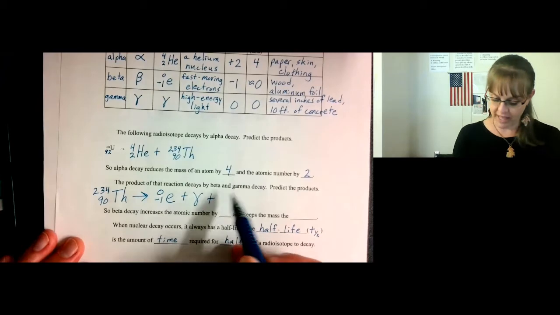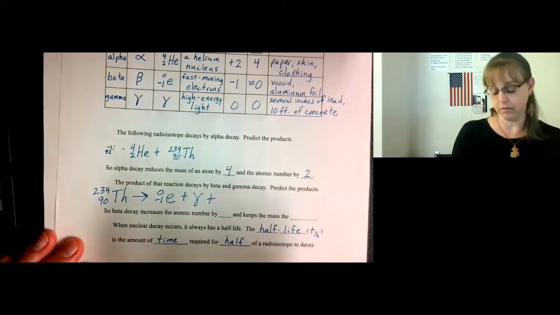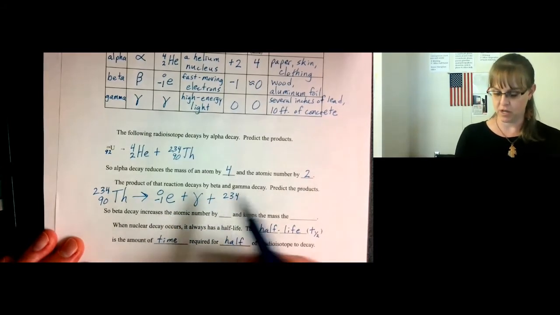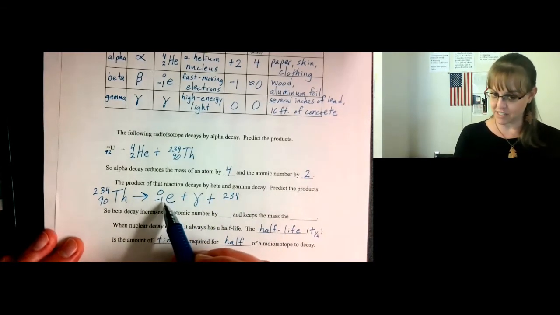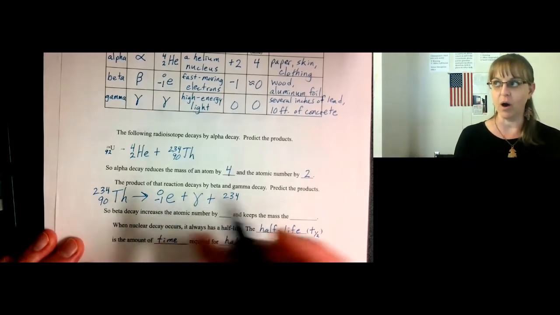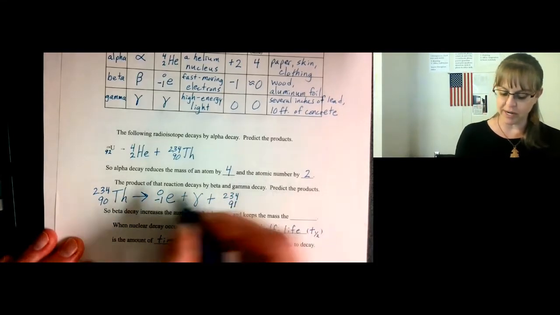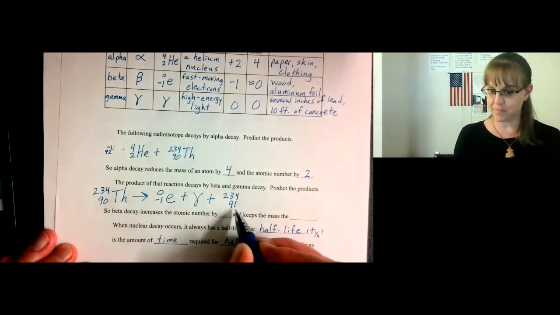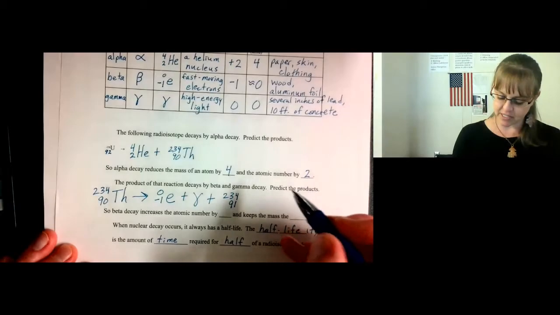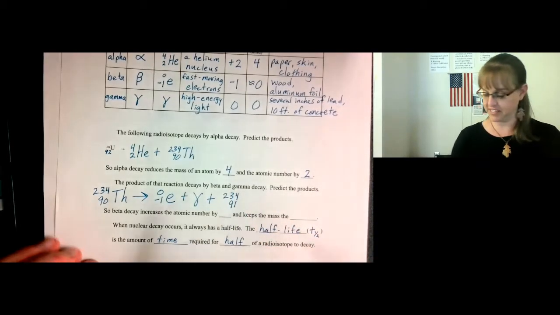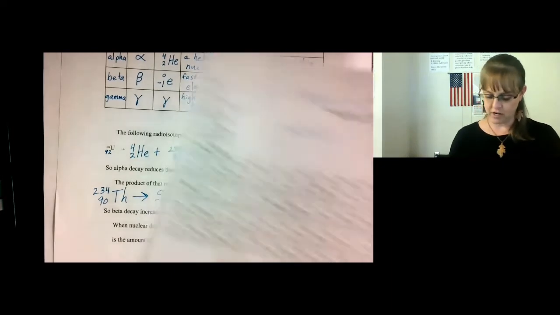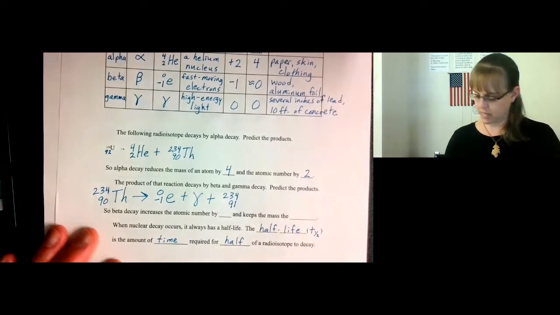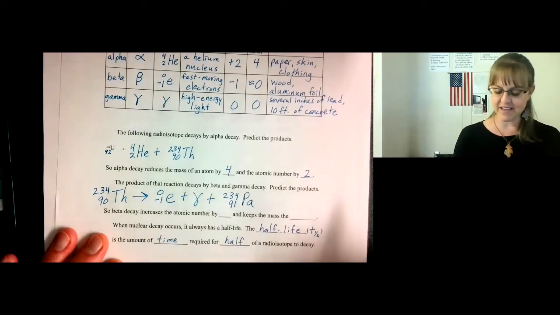0 plus what will give you 234? 0 plus 234. Now be careful. This is a negative 1. What minus 1 will give you 90? 91. 91 minus 1 gives you 90. See, it's kind of weird, isn't it? The 90 went up to a 91. Now, the next thing we need to do is figure out what element this is. We look up the 91 on our periodic table, and that is protactinium. So, capital P, lowercase a, and we're done.